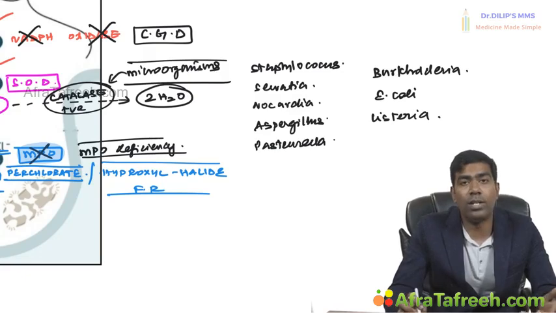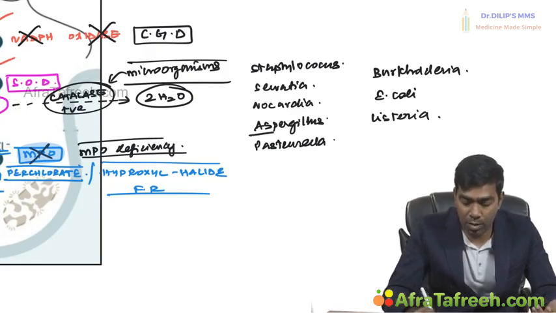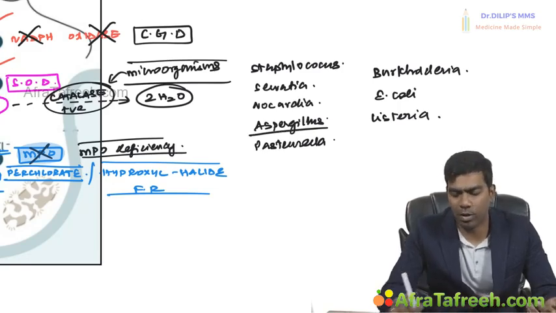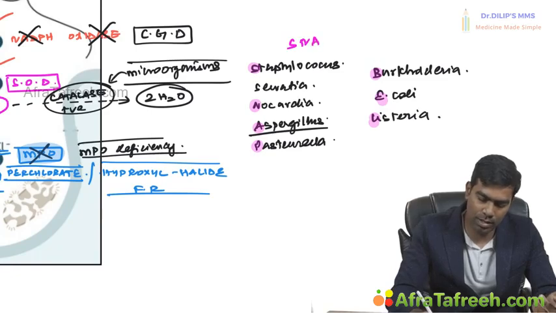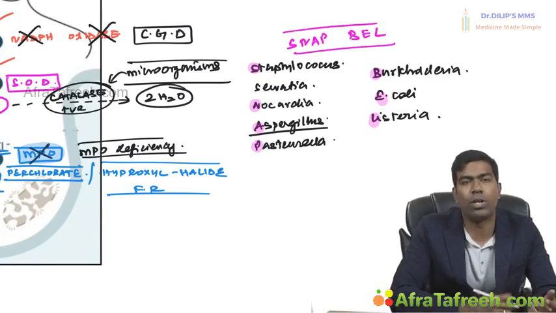Sorry, everything you have told is on bacteria, but why is one fungus included? Because I want to form a mnemonic. The mnemonic for this, I am going to call it BELL SNAP or SNAP BELL. So this is a mnemonic for catalase positive organisms.